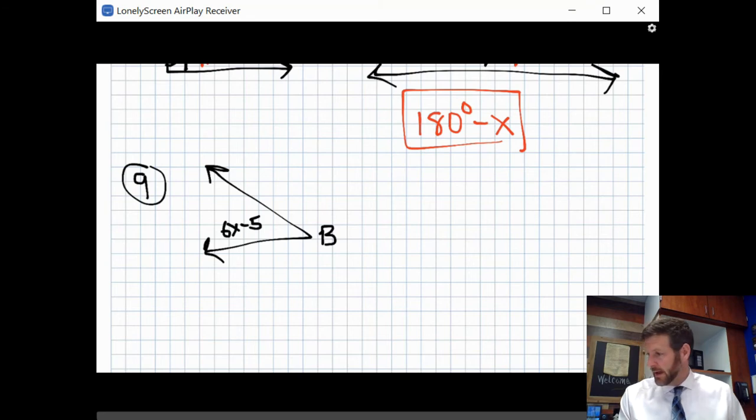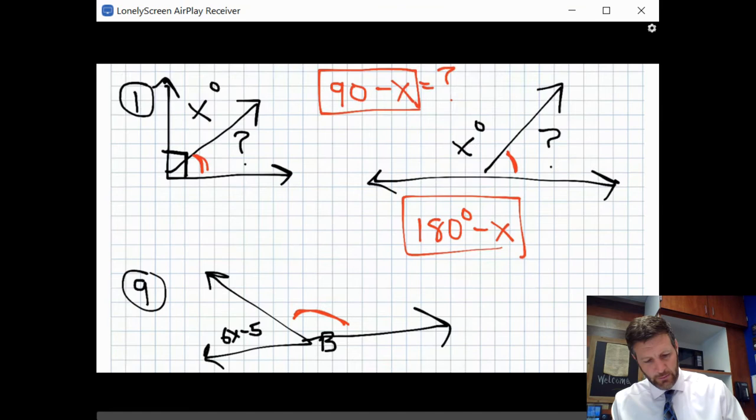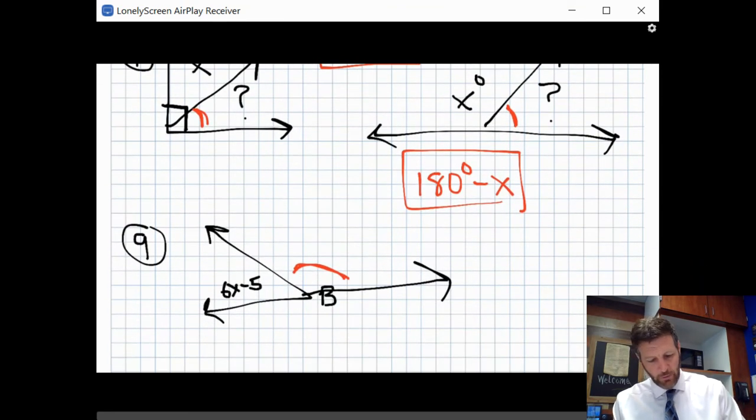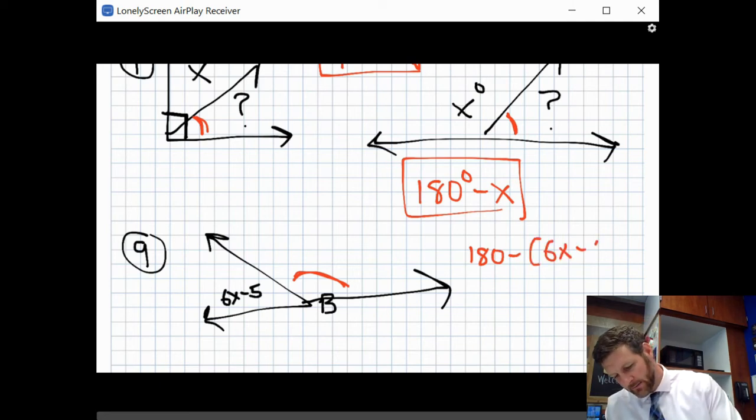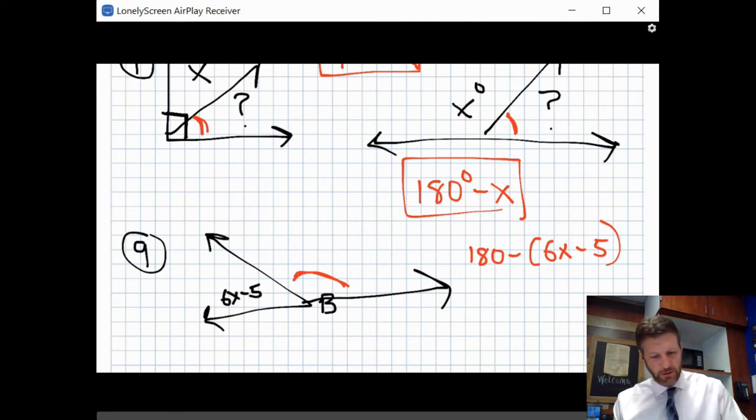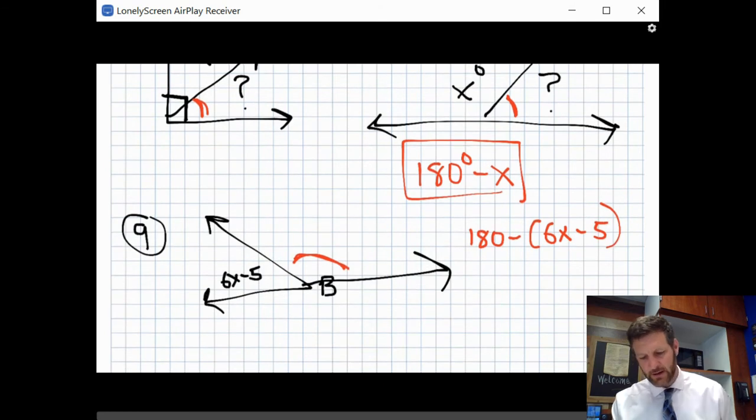What are we trying to find? The supplement of angle B. So in other words, if this is angle B and there's a supplement right here, and we're trying to find this one, it's the same as what we did on question number 1. You've got the whole linear supplement worth 180, so we need to go 180 minus the angle they're giving us, minus the 6x minus 5. In the first case it was just x, so we just did 180 minus x. Here, it's not just x, it's 6x minus 5. So we write 180 minus (6x minus 5).